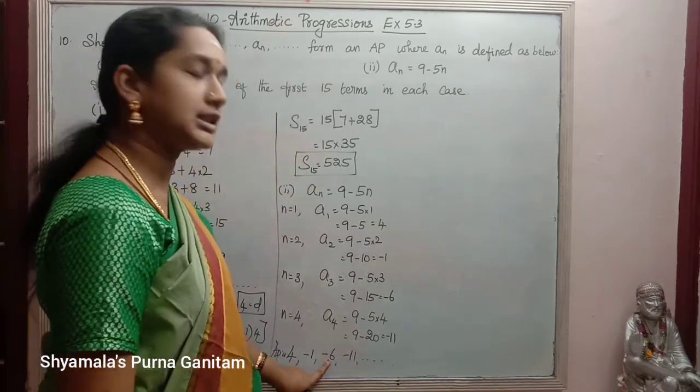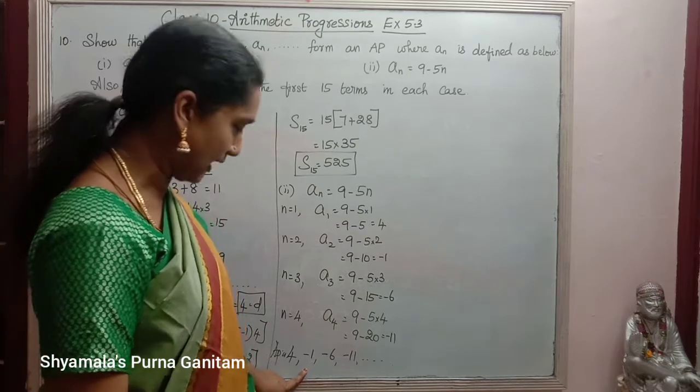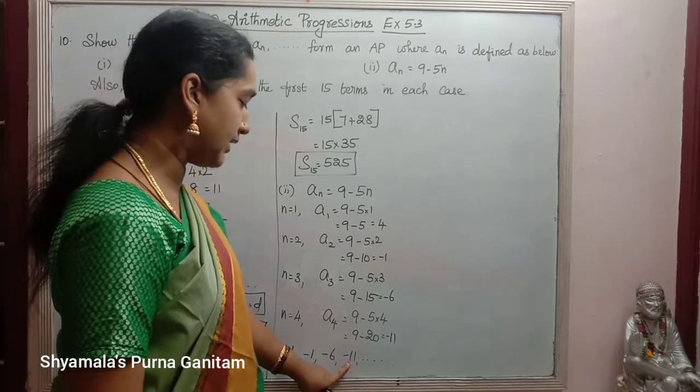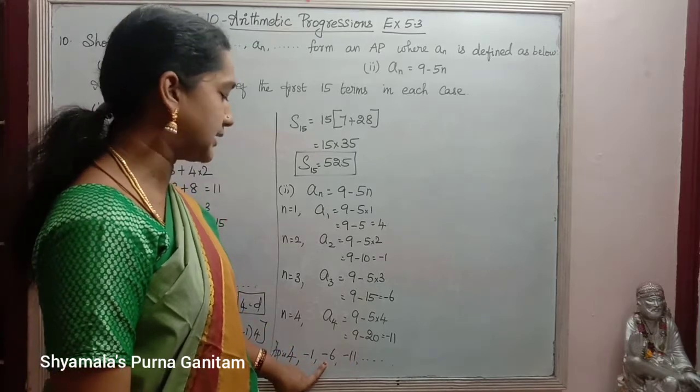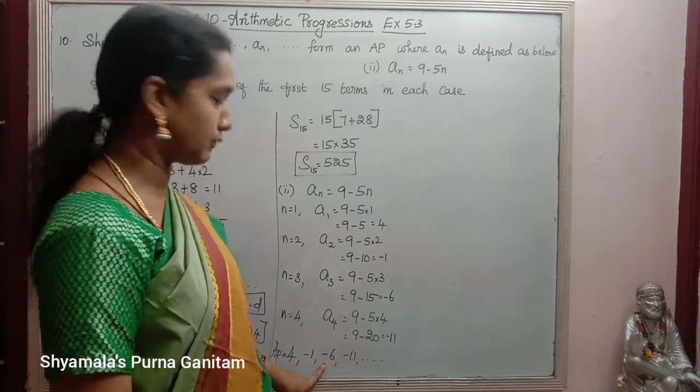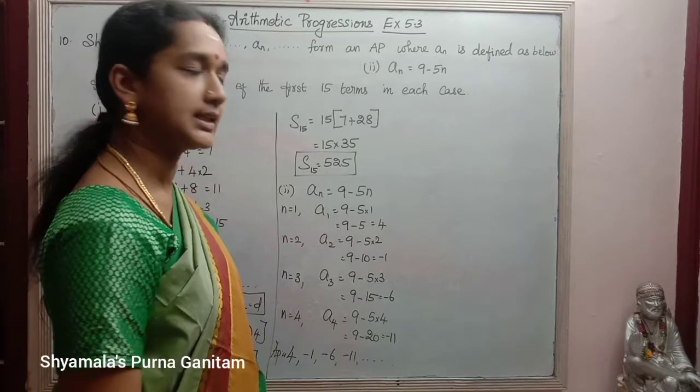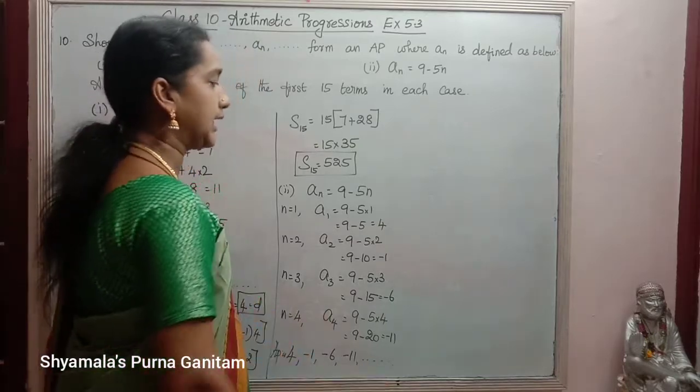So minus 6 minus of minus 1 is plus 5, that is minus 5. Minus 11 minus of minus 6 is plus 6, that is minus 5. Minus 1 minus 4, we will get minus 5. So the difference is the same here. So this is the AP.